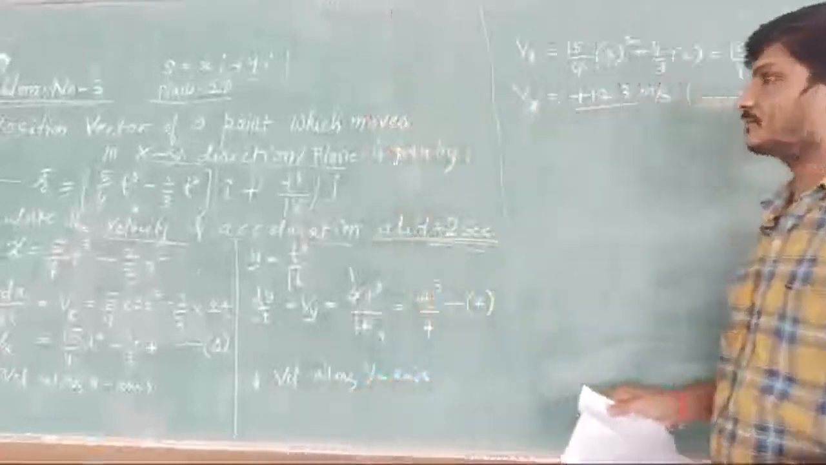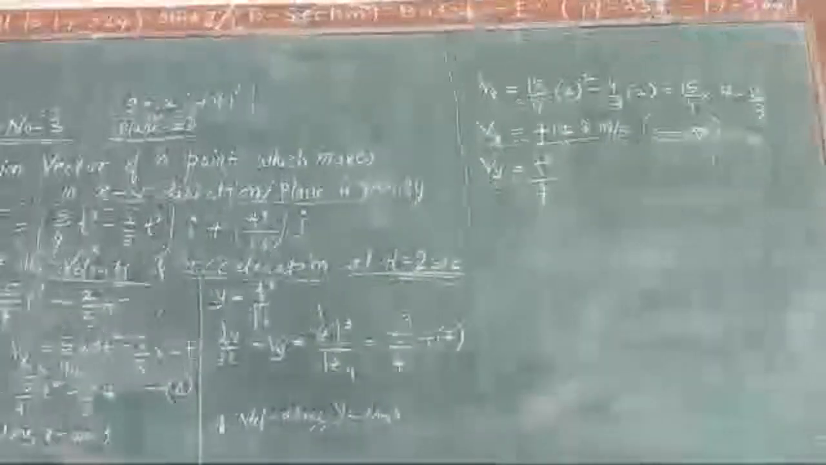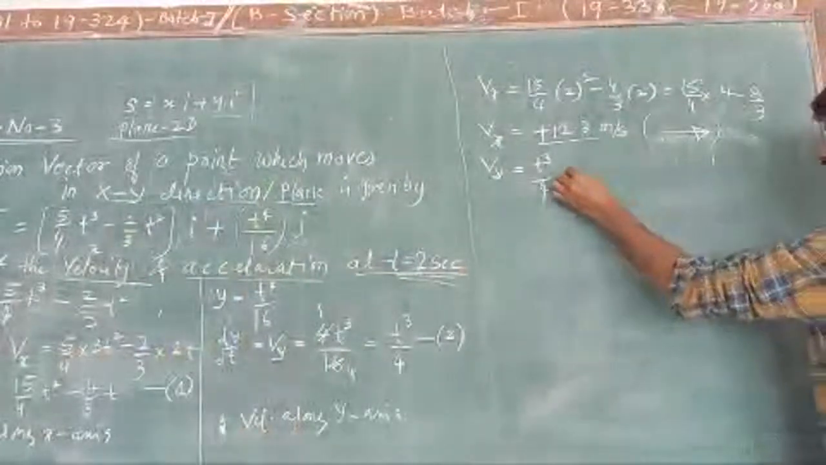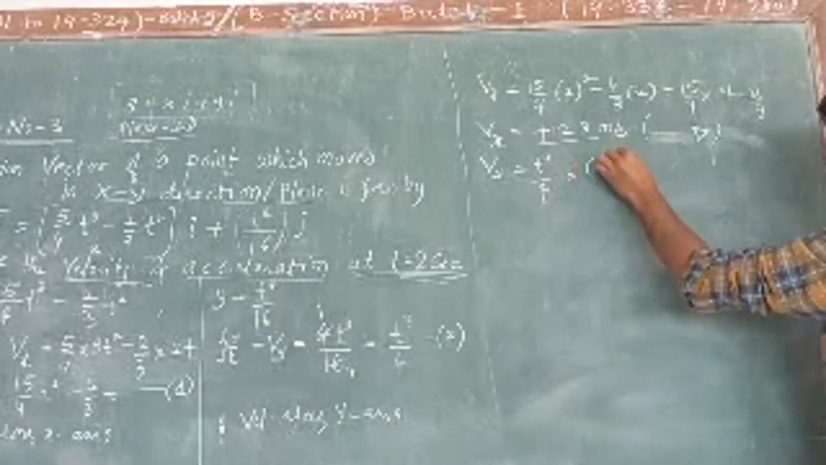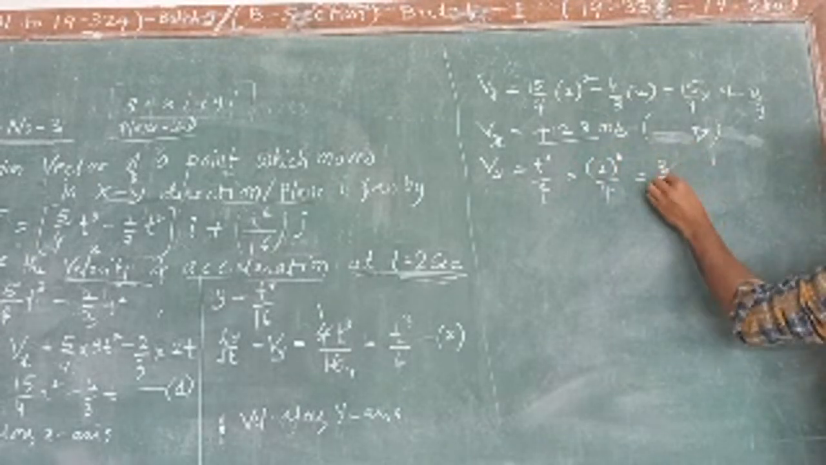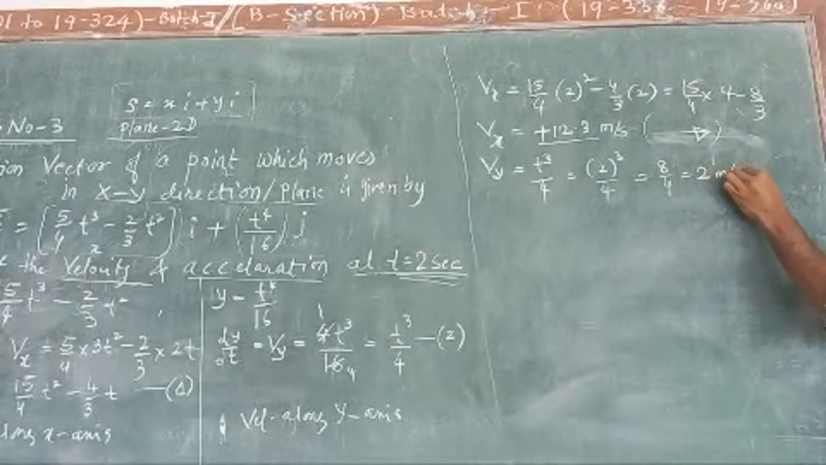Right. Again we'll go. Okay. So now let us substitute the time in this equation. So t power of 3 by 4, where t will be 2, so 2 power of 3, it will be 8, by 4. So you will obtain 2 and the unit of velocity will be meter per second.